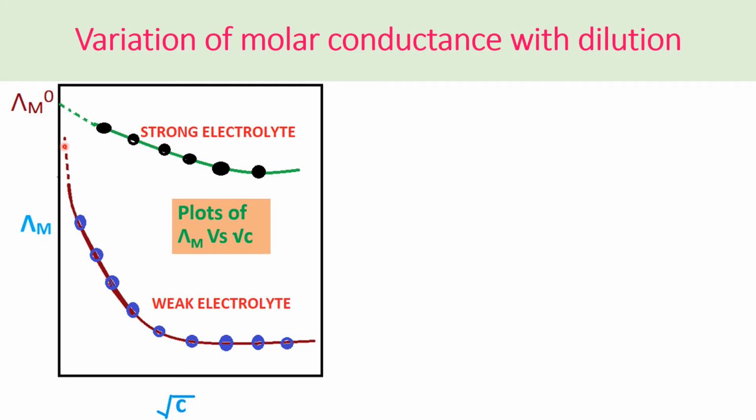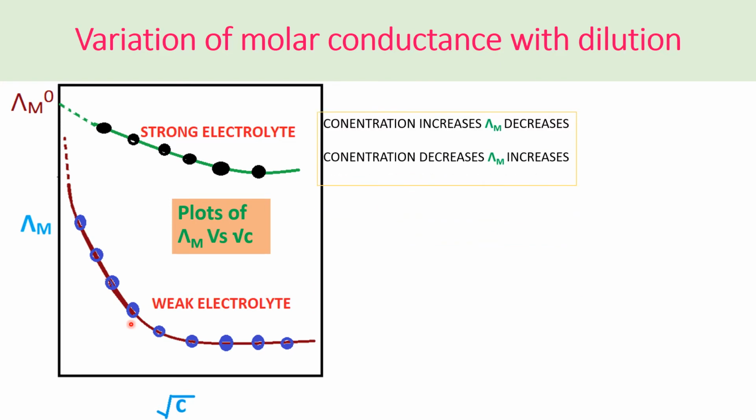But in the case of a strong electrolyte, at infinite dilution, it reaches a limiting value at high dilutions. Such value is known as molar conductance at infinite dilution. So a weak electrolyte fails to give a limiting value for lambda m in the measurable range of concentrations. So as concentration increases, lambda m decreases; as concentration decreases, lambda m increases.